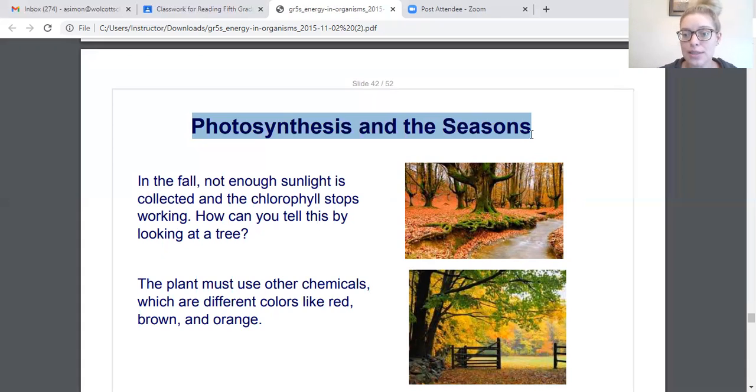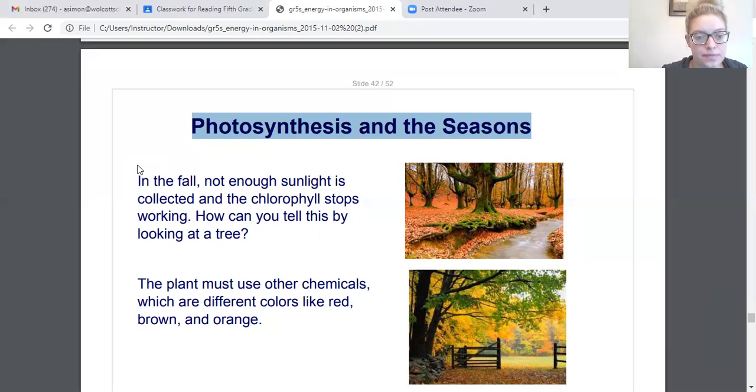Okay, if you notice, they turn different colors. They turn really pretty colors like orange and red and brown. That's because the chlorophyll is not working, so the plant has to use other chemicals to try and survive. Those other chemicals that you see in the fall time are the plant itself trying to survive. That's why you see reds, oranges, browns.